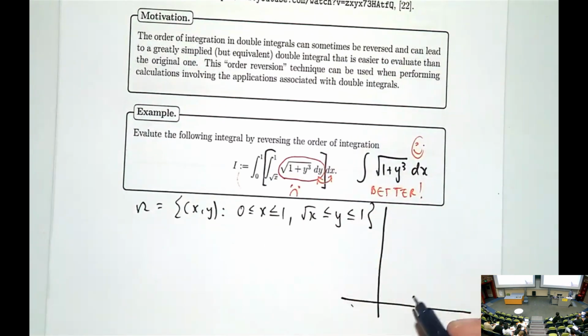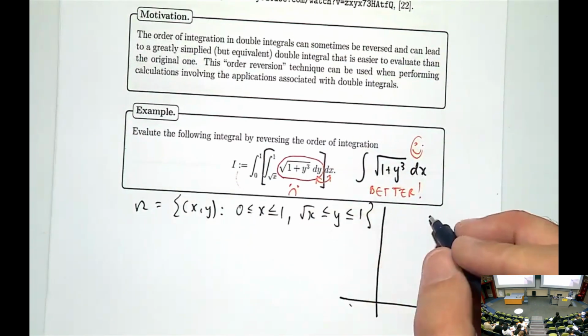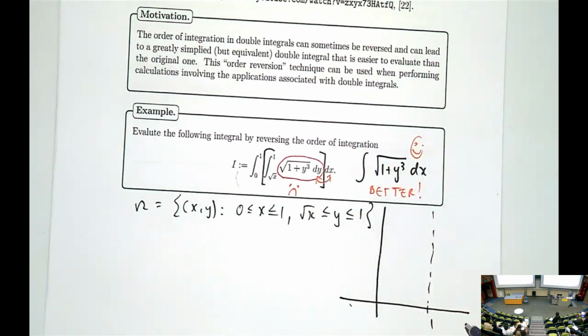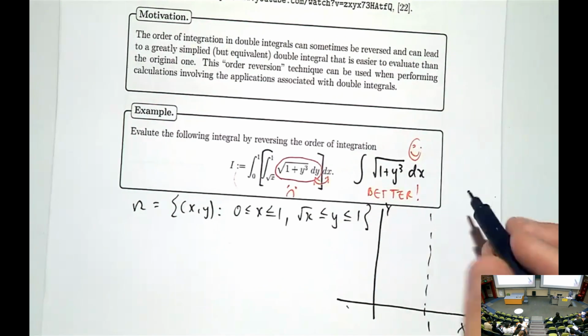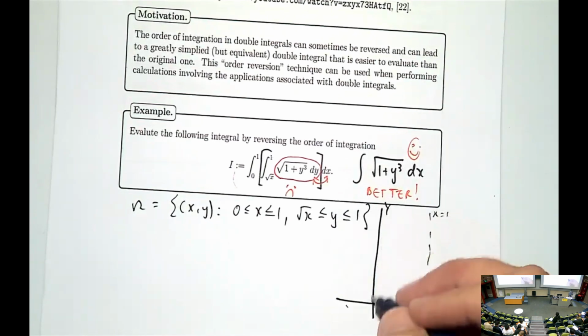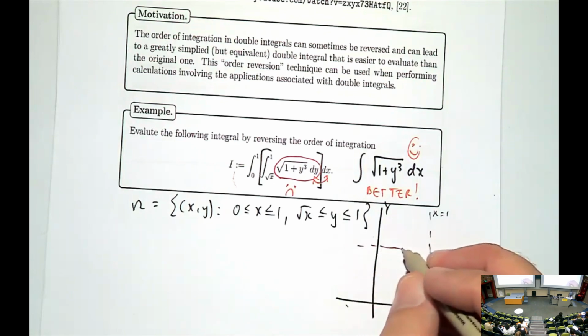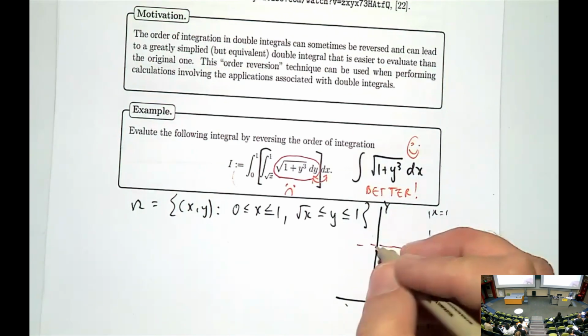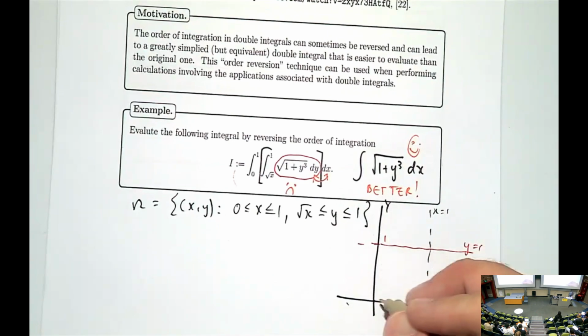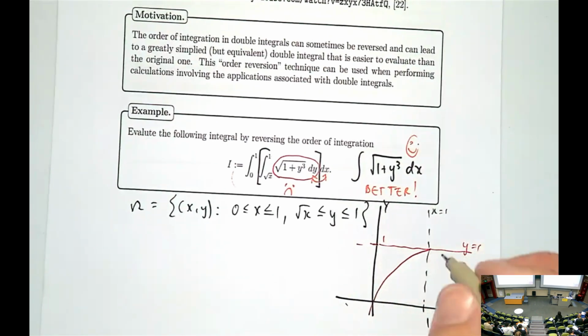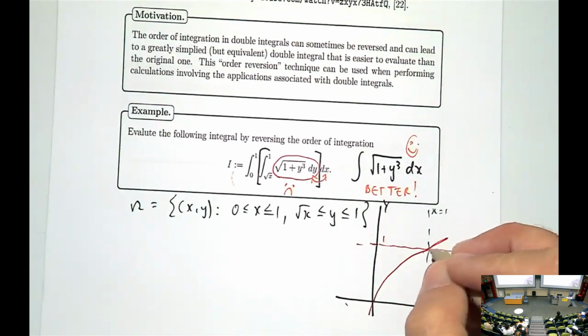So let's go with x. x is going this way, x is between, that's x equals 1, this is x equals 0. Then y is between 1 and root x. So just think of y equals root x, y equals the square root of x. So y is less than this horizontal line, and it's bigger than, let's say, that.